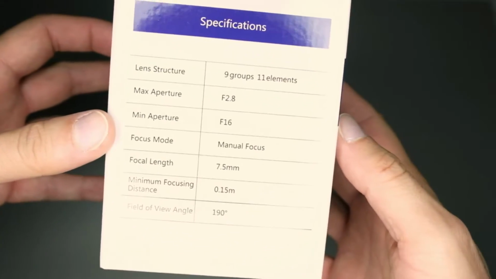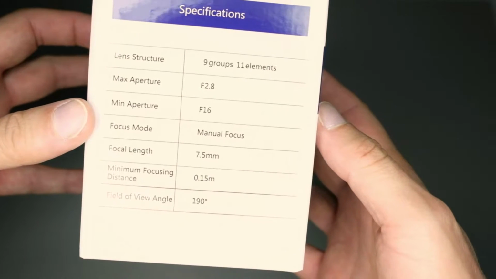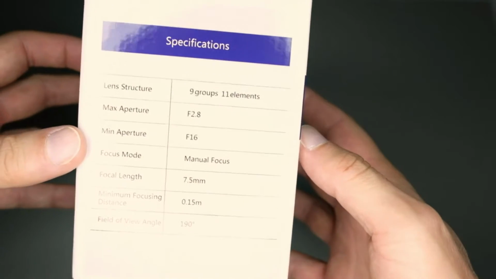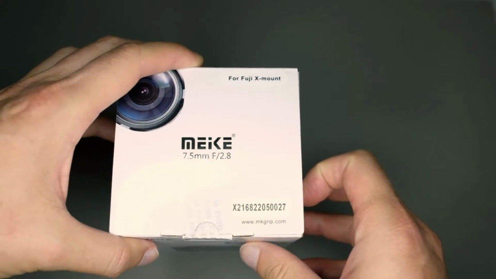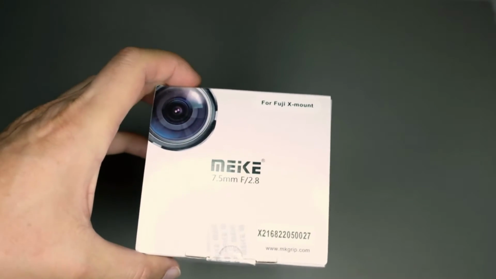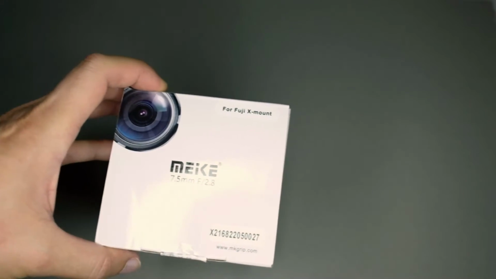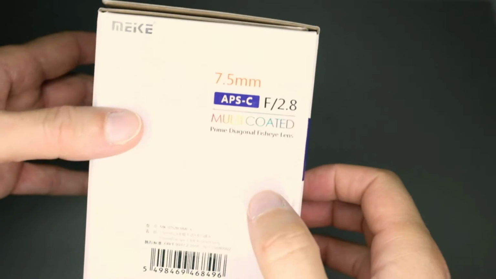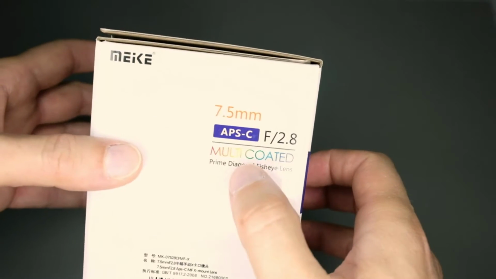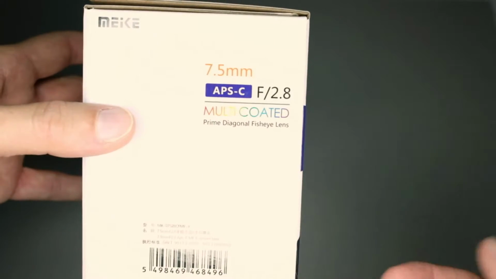These are the specifications. They are similar or the same as the TT Artisan 7.5 2.8. Probably the Meike is a rebrand of that lens, but with, I think, a better multi-coated layer on the glass. Let's see the lens.